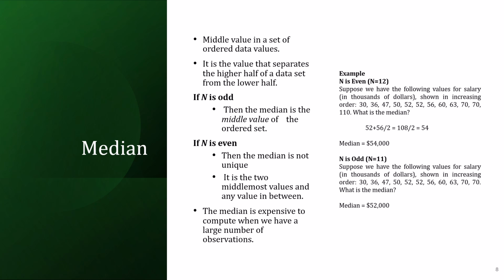Median: the middle value in a set of ordered data values. It is a value that separates the higher half of a data set from the lower half. If n is odd, then the median is the middle value of the ordered set. If n is even, then the median is not unique. It is the two middlemost values and any value in between. The median is expensive to compute when we have a large number of observations.